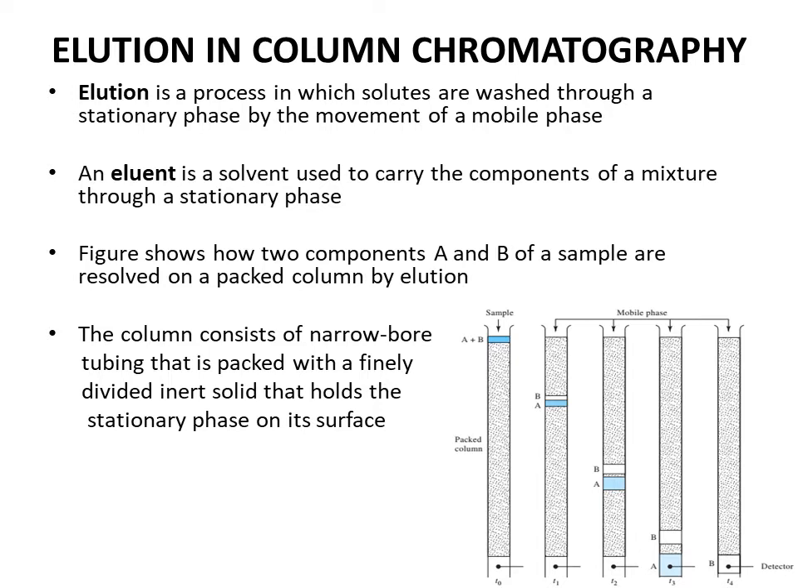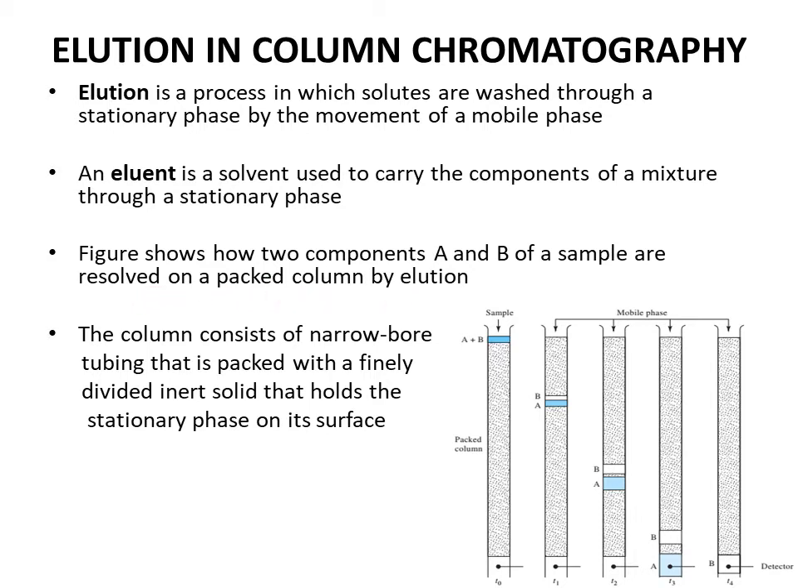Another term which is used is eluent. An eluent is a solvent used to carry the components of a mixture through a stationary phase. So the eluent is the solvent, or you can say the mobile phase, which actually carries the components of the mixture through the stationary phase. Here is the figure which shows how two components A and B of a sample are resolved on a packed column by elution.